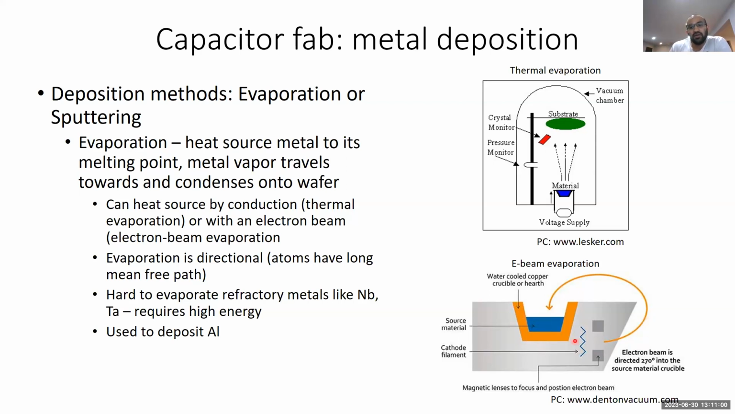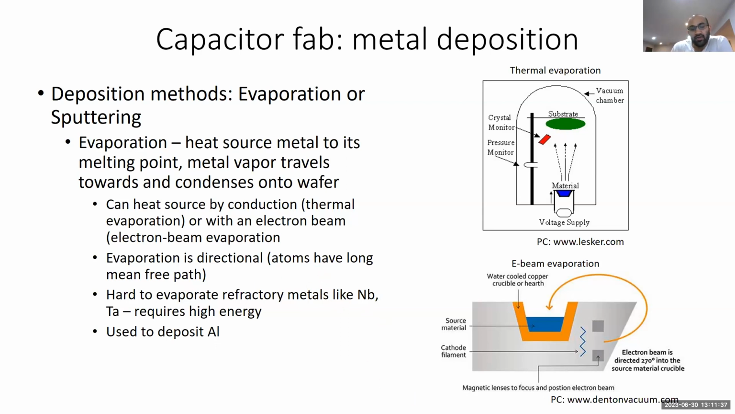Here, E-beam evaporation is generally seen as cleaner because you are localizing where you're applying heat, which leads to less heating of other parts of your chamber and less outgassing that can contaminate the quality of the film. One thing I want to note here is that evaporation is a directional deposition process. Because the atoms in the vapor have very long mean free paths in a vacuum chamber, they travel in essentially straight lines. As a result, it's easy to mask against deposition. This fact will be very useful later when we do junction fab.